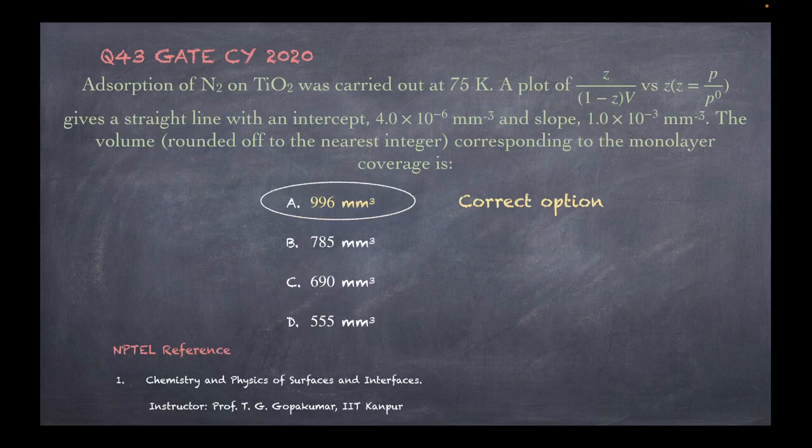So let's get back to the question here. We have to find the volume corresponding to the monolayer coverage. Using the BET isotherm, we got the value of V mono, the volume corresponding to monolayer coverage, as 996 millimeter cube. So option A is the correct option. For further details, you can visit the lecture series on chemistry and physics of surfaces and interfaces, and this course is running now. The instructor is Professor T. G. Gopakumar from IIT Kanpur.